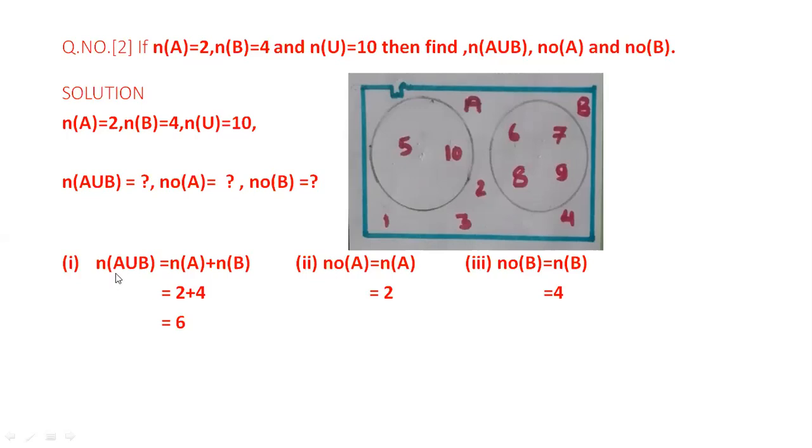As I told you, n(A union B) means n(A) plus n(B). 2 plus 4 means 6. Only A means n(A), because these two are disjoint sets. n(A) itself is only A. And only B means n(B), which is also 4 elements. Are you clear, children, on this one?